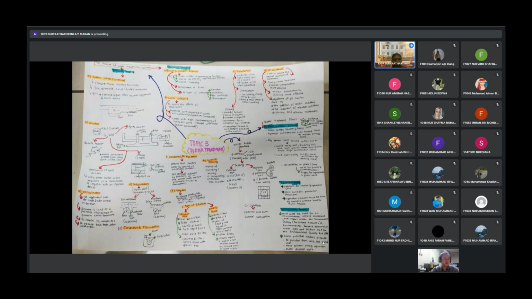Hello everyone, my name is Surya Darshan, daughter of Maran, and my matrix card number is 01 DKA4B DCC40152. Let's begin with the presentation. The first one is Chapter 3, Water Treatment. Based on my mind map, there are 3 subtopics. The first one is Process of Water Treatment System.